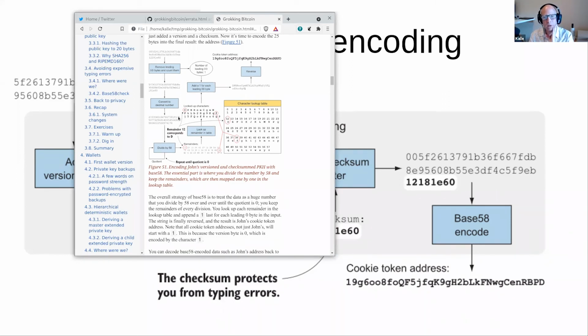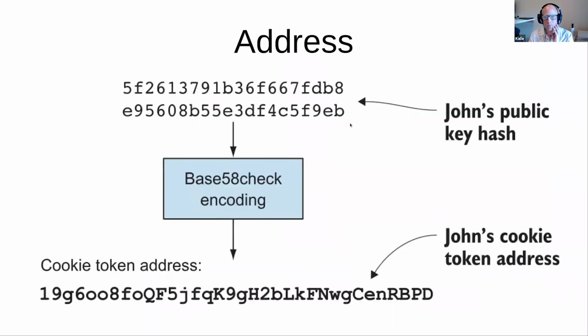So this is base 58 encoding. And what I want to say also is that this base 58 check encoding goes both ways. You can go from a public key hash to a cookie token address, and you can go from a cookie token address to a public key hash. It goes both ways. This is not a one-way function. So you can decode an address into a public key hash.